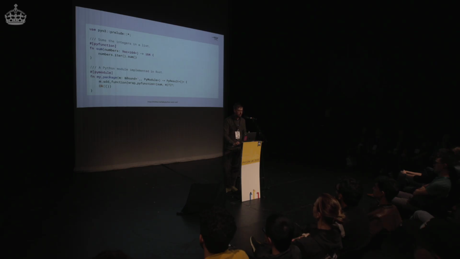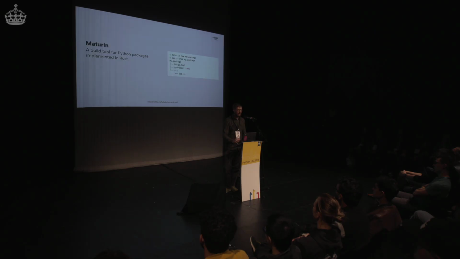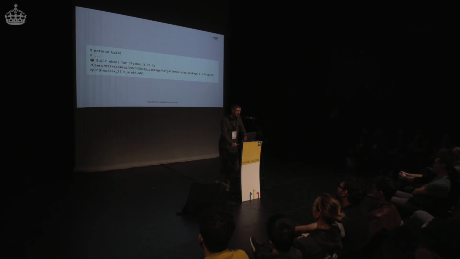It's great. Then you have to compile your code. And for that we have Maturin. It's a build tool for Python packages implemented in Rust. So there's a command line tool. You can create a new package. You get this fairly familiar looking structure. There's pyproject.toml, there's your code, Cargo.toml for the Rust build tool. And what this does is that you can go and run maturin build, and you get a wheel. So you can upload this to PyPI or your company internal Python package registry, or you can just install it.